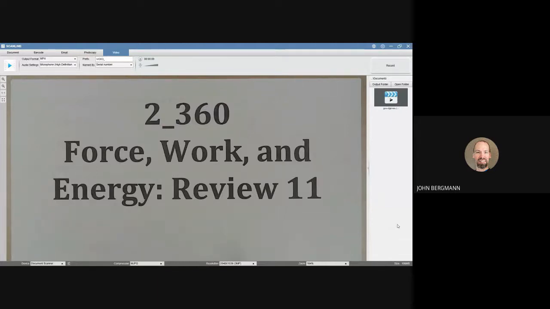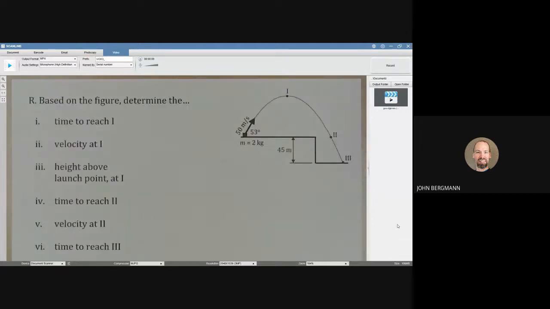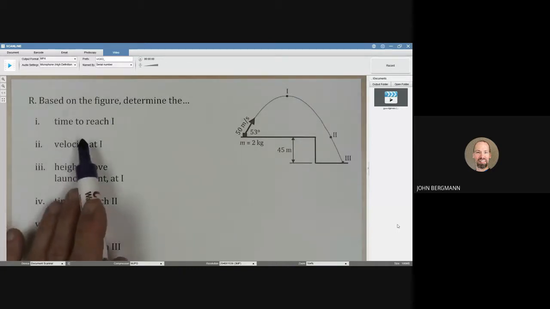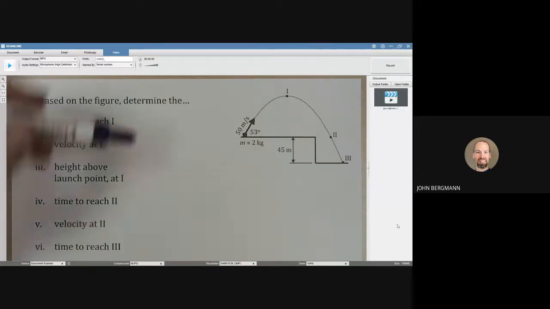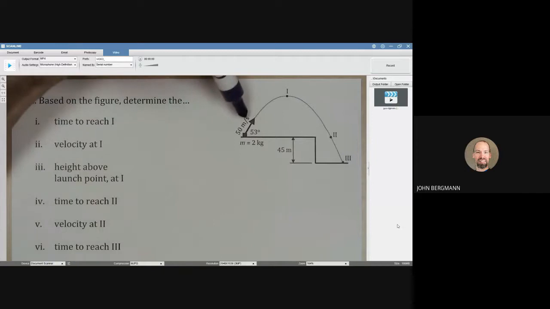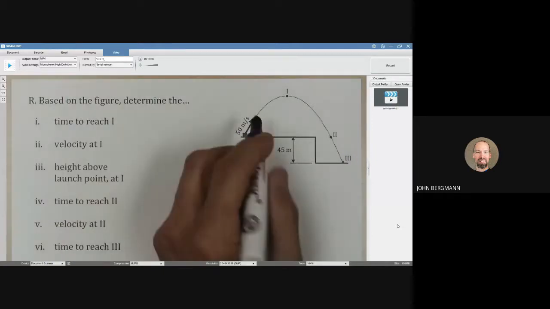Force, work, and energy review 11. Based on the figure, determine all of these things. How long does it take to reach point 1 here? Let's look at our launch velocity. I'm seeing 50 meters per second launch speed at a 53-degree angle.